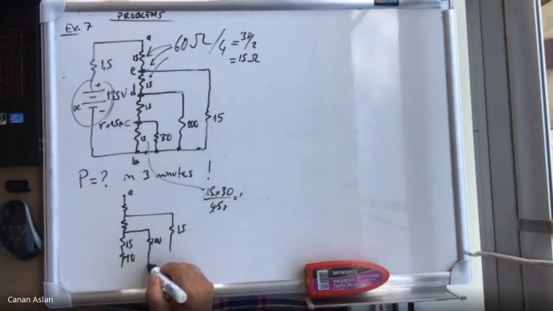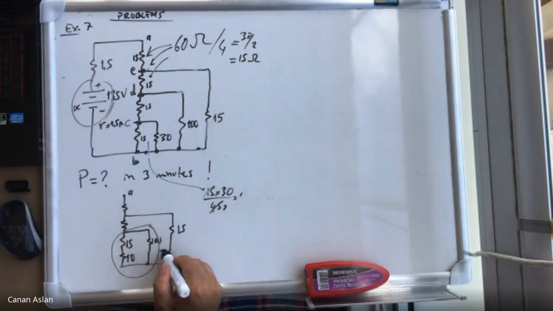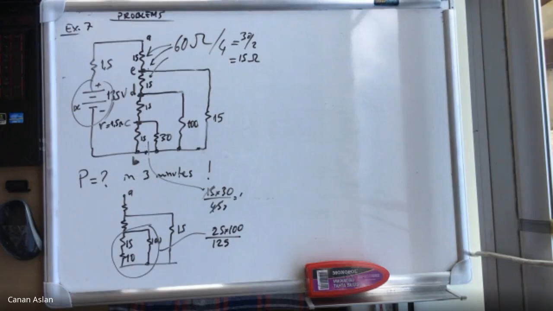Now this is, okay, connected. So this is 10, and 10 and 15 are connected in series. So 25 connected to 100. So this part, 25 times 100 divided by 125. Okay, so now what do you get? So this gives you 5. 100 divided by 5 is 20. So this is 20 ohms.